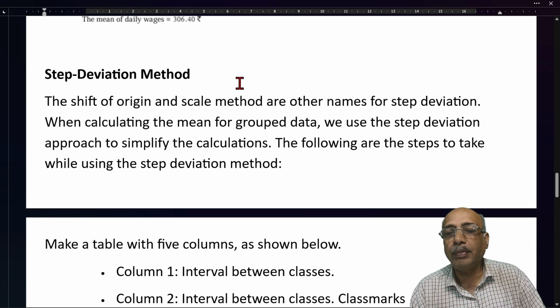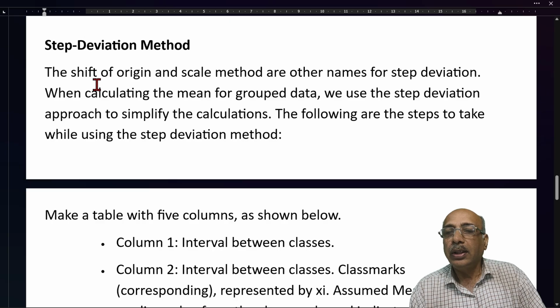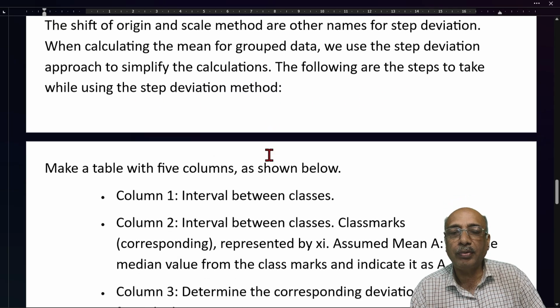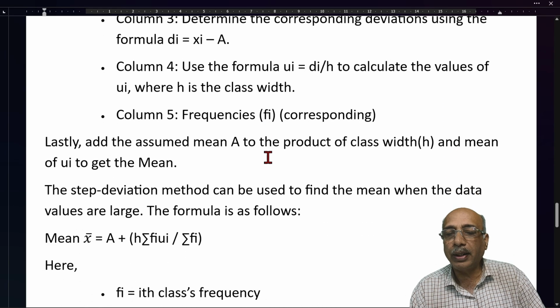Next is the step deviation method. Shift of origin and scale method are other names for the step deviation method. When calculating the mean for grouped data, we use the step deviation approach to simplify the calculation. The following are the steps to take in the step deviation method. Here we will take an example.